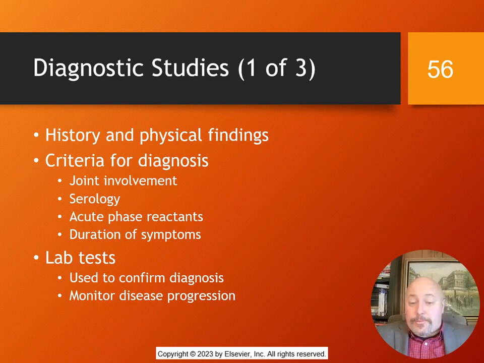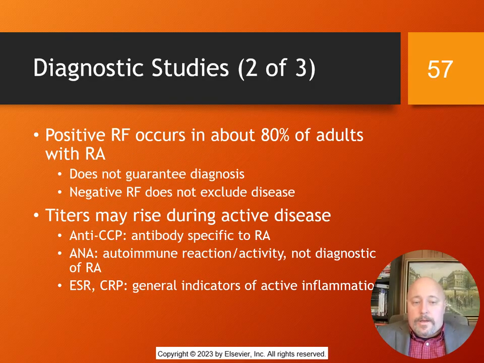When assessing rheumatoid, there's a lot of different diagnostic studies we're going to need to look at. Everything from that history and physical findings to the criteria of joint involvement and lab tests used to confirm that diagnosis: serology, acute phase reactants, and the duration of their symptoms. Positive RF occurs in about 80% of adults with RA. While it does not guarantee a diagnosis, negative RF does not exclude the disease either.